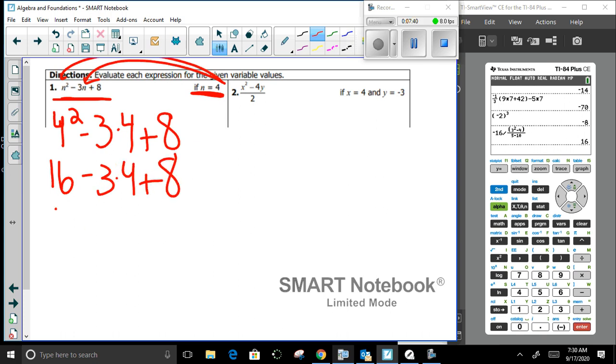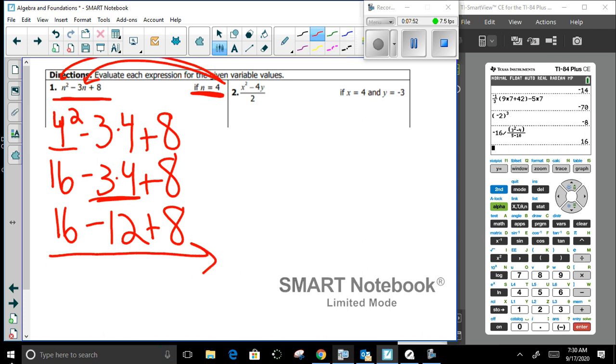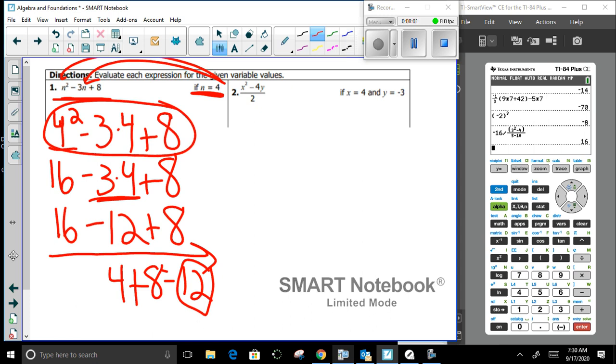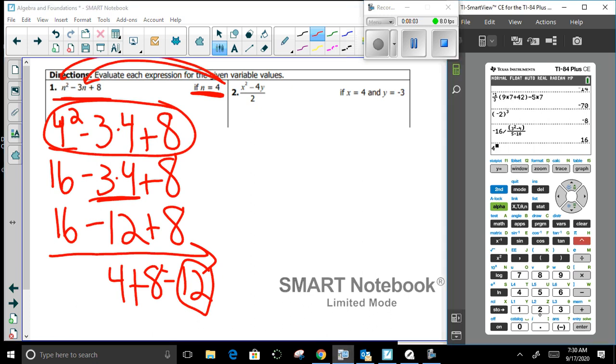Then multiplication, and I have multiplication. 3 times 4 is 12. And then I have addition and subtraction together. Go from left to right. 16 plus 12 is 4. 4 plus 8 is 12. And again, I could check my answer, put that whole thing in the calculator. 4 squared over minus 3 times 4 plus 8. And I get 12.